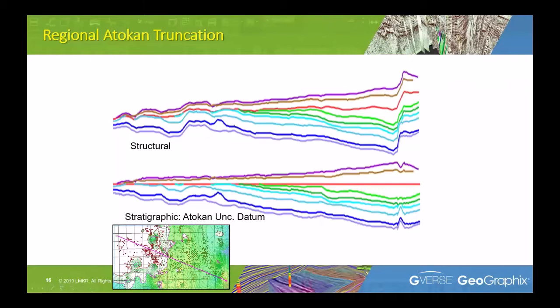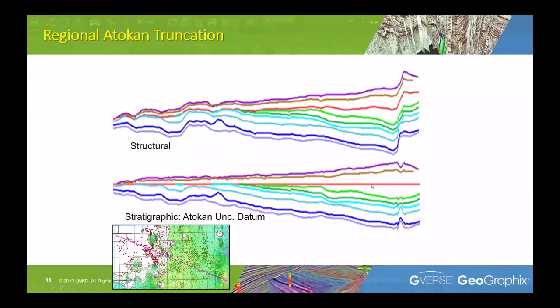Here you can see the structure as it is today. This area would have been higher. Here we've truncated now, hung it off of the unconformity itself, and we can see that everything would have been coming up and pinching out underneath this through-going unconformity with then fairly conformable units sitting above.